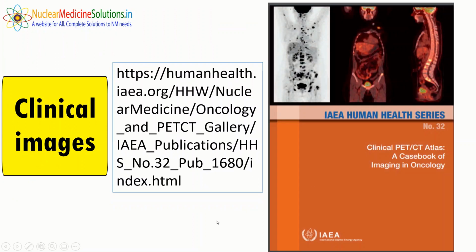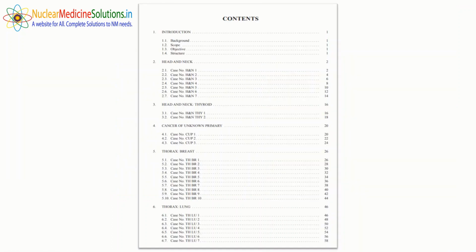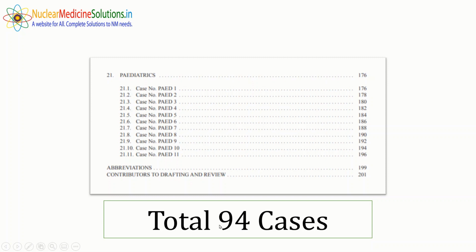There is a teaching file from the IAEA Human Health Series, which has the link shown on the slide, and it is a clinical PET-CT atlas, which is a casebook of imaging in oncology, and they have various chapters and various cases which they are discussing area-wise. For head and neck they have discussed around 7 cases, for thyroid there are 2 cases, like that there are various cases, and a total of 94 cases they have discussed in their book, and that also has a very good collection of images. And regarding the permission, I think you need to ask for permission before use of those images.